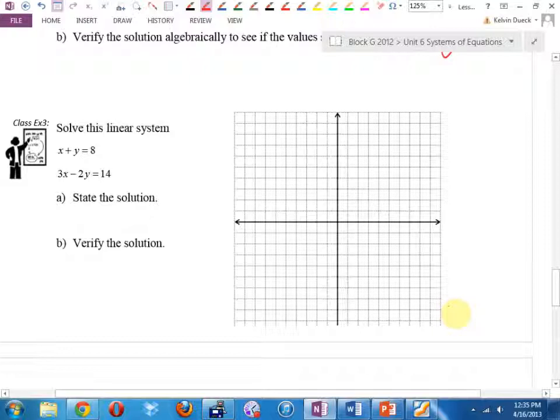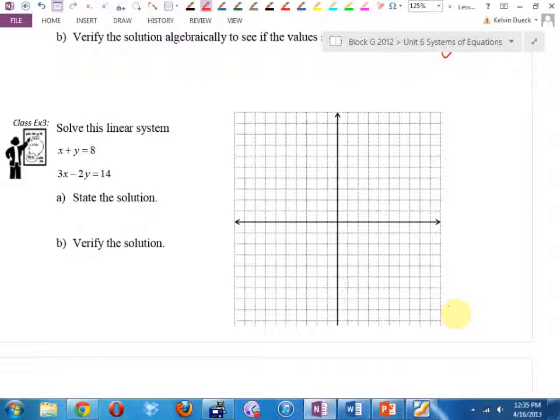Example 3. Graph that, solve that. Stop. Shortcuts. Kirkland, are you okay at doing some basic math in your head?